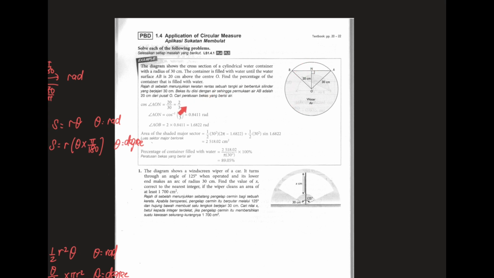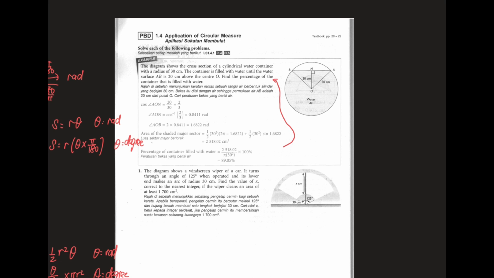Okay, so to do that, let's see what they do here. You see, basically, you want to find the percentage of the container that is filled with water, right? So you have to get some general knowledge first on how to make it happen.